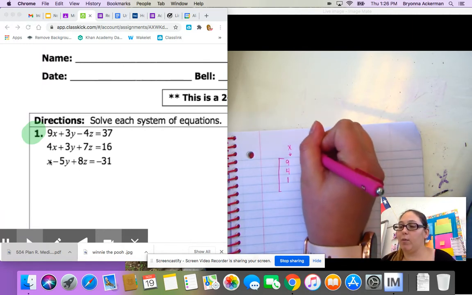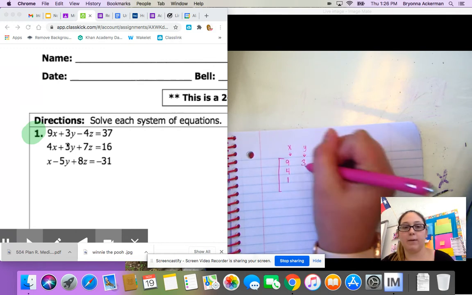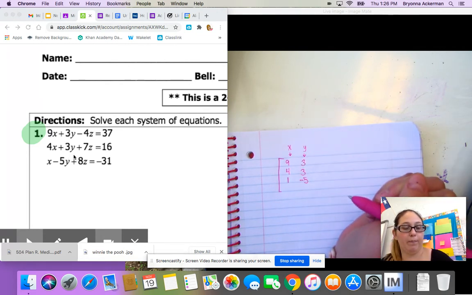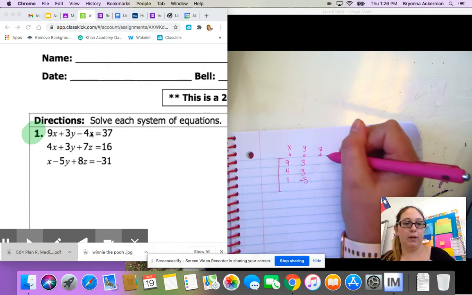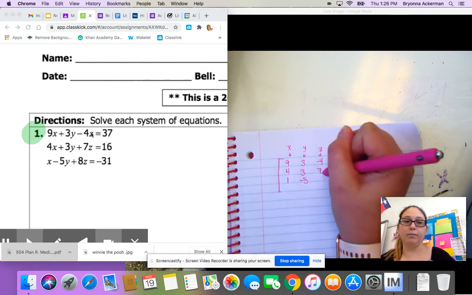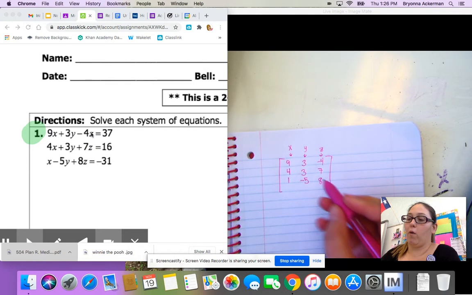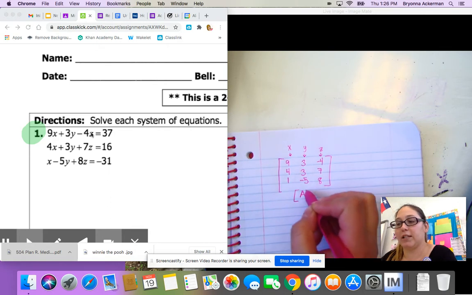The second column will be your y's, and in this example we have 3, another 3, and a negative 5. It's important to bring over that negative, okay? And then my z's go in the final column. So I have negative 4, 7, and 8, okay? And these are for your matrix A that we're going to put into the calculator. So this is how we're setting up matrix A.